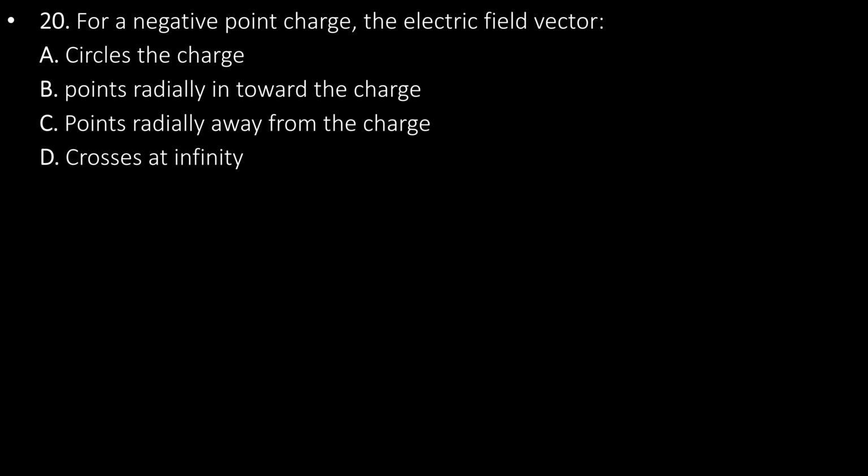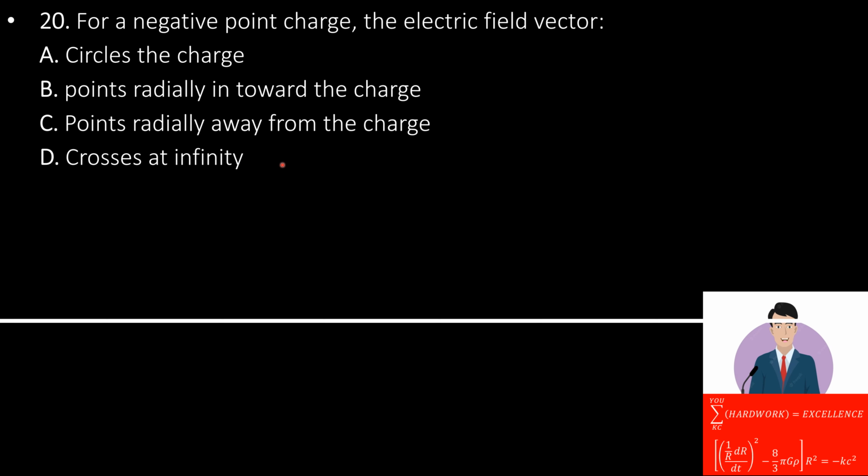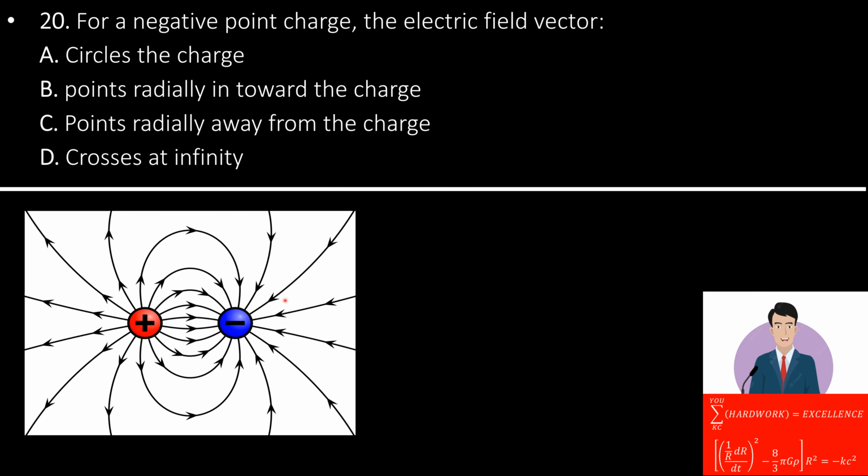Perfect, let's go on. For a negative point charge, the electric field vector, okay, so I'm just going to draw a diagram here between a positive and negative charge. This is actually a passage, this is a question. Notice that the field lines leave the positive charge and they are all entering the negative charge.